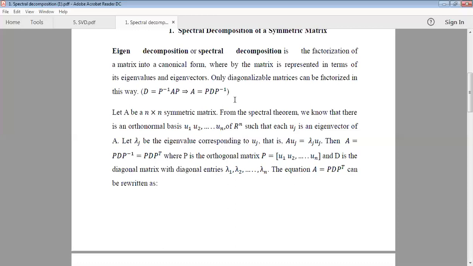And D we already know. D is the diagonal matrix with diagonal entries lambda 1, lambda 2, and so on lambda n. So the only condition is, if the matrix is diagonalizable, we can write the eigen decomposition or spectral decomposition, A equals PDP inverse. So this is the spectral decomposition.